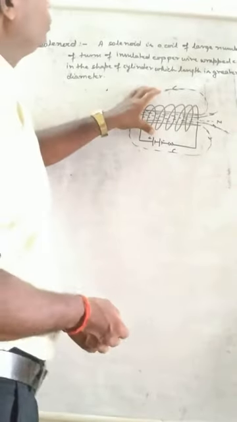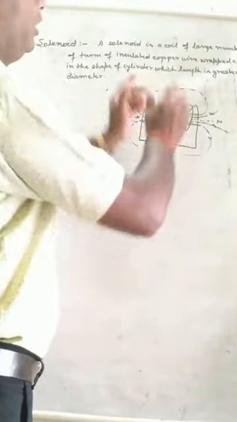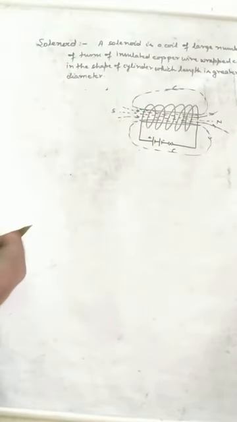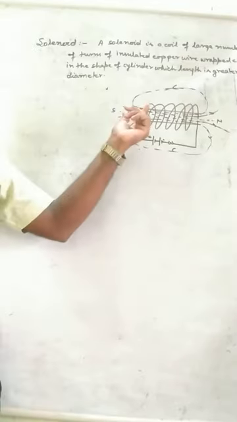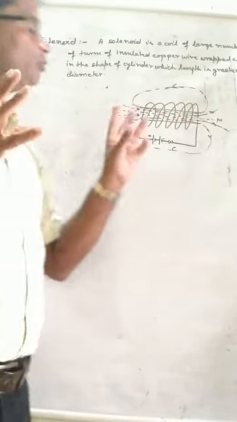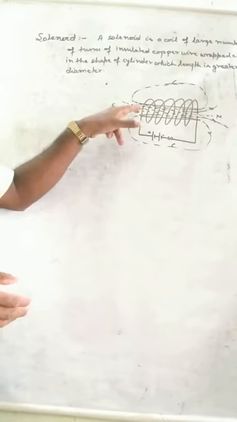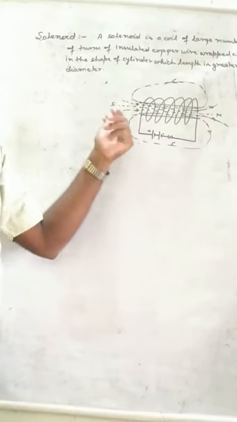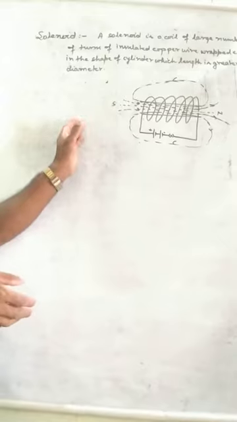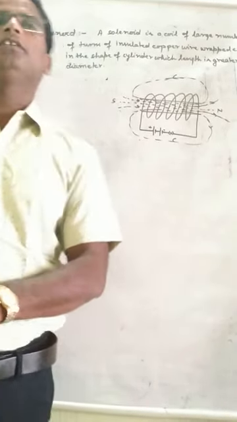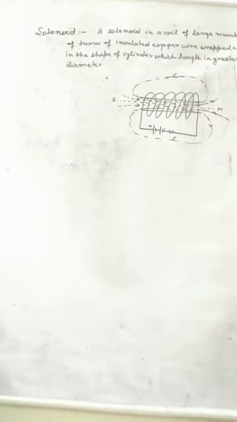After this, when you suspend this solenoid freely, it always rests in the north-south direction. There is one more thing: this diagram is always asked in examinations, so keep this diagram in your mind. Where you can show north and where you can show south. It is asked many times: define the solenoid and represent the magnetic field due to a solenoid.